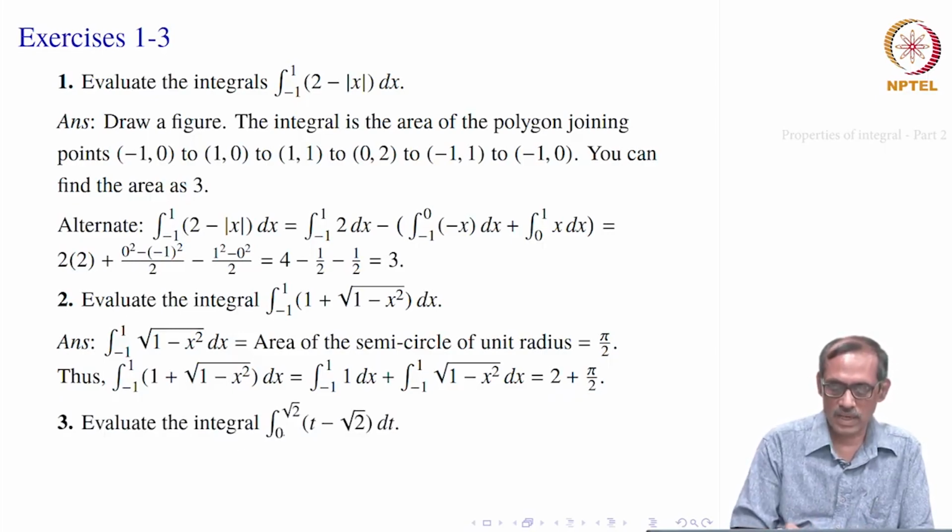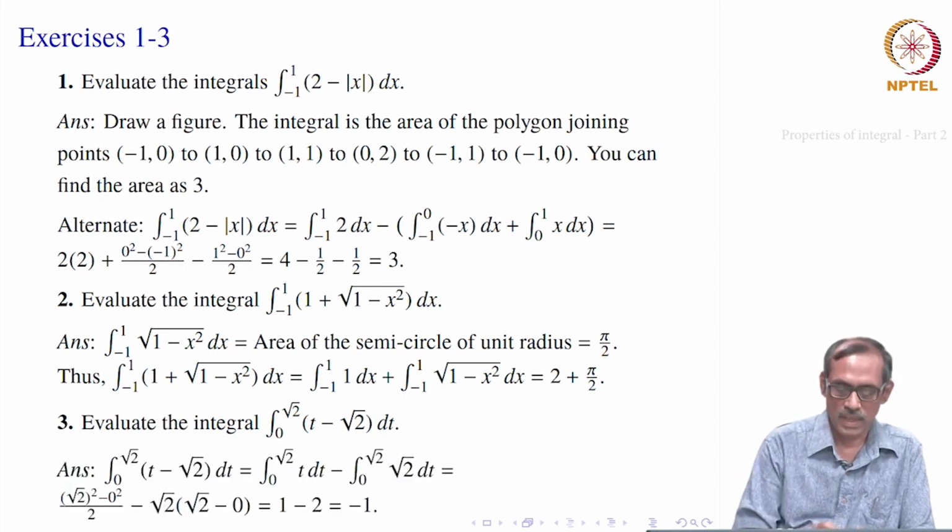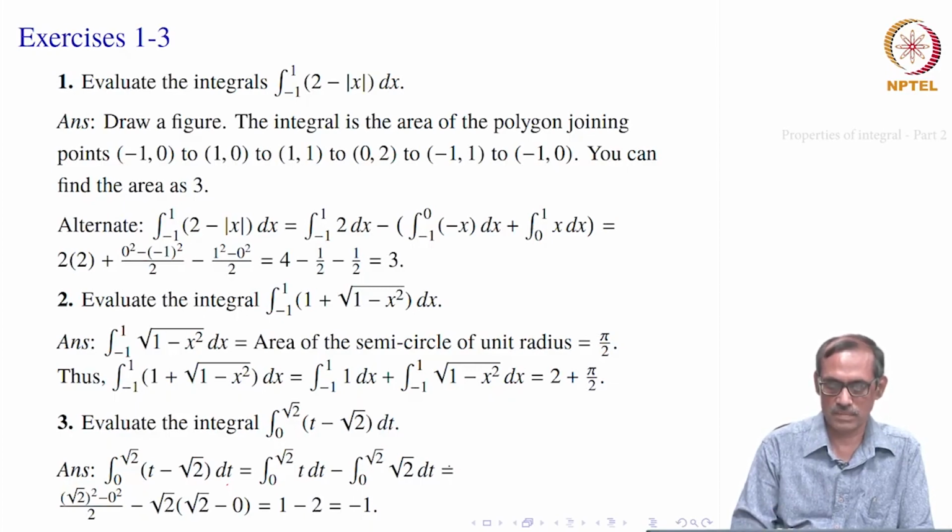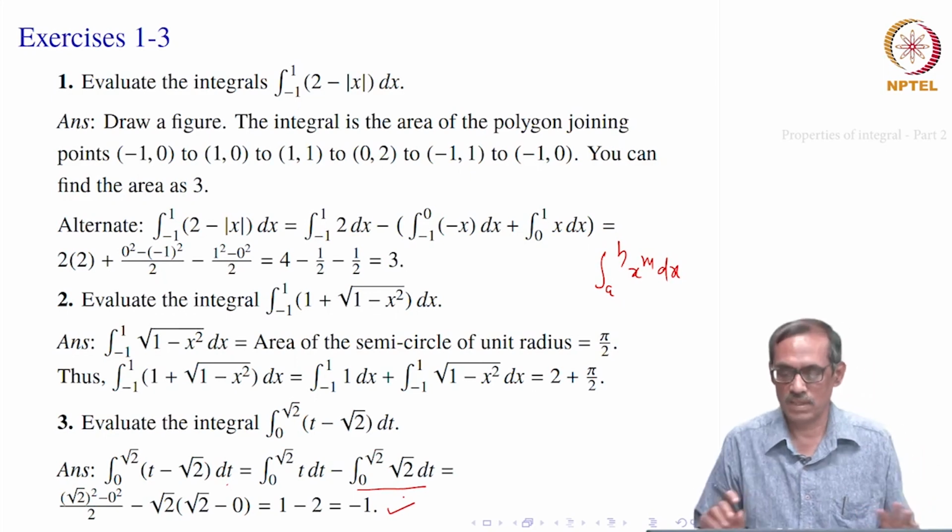So, the last problem, let us take integral from 0 to root 2 of t minus root 2 dt. As we remarked, whether it is integral f t dt or f x dx, they are the same. So, here again we just compute it. We break it into integral 0 to root 2 of t dt minus integral 0 to root 2 of dt. Then you can apply our earlier formula, integral a to b of x to the power m dx. So, that gives root 2 square minus 0 square by 2, minus root 2 into, so this one is a constant, root 2 times b minus a, root 2 minus 0, which simplifies to minus 1. Okay. So, let us stop here today.